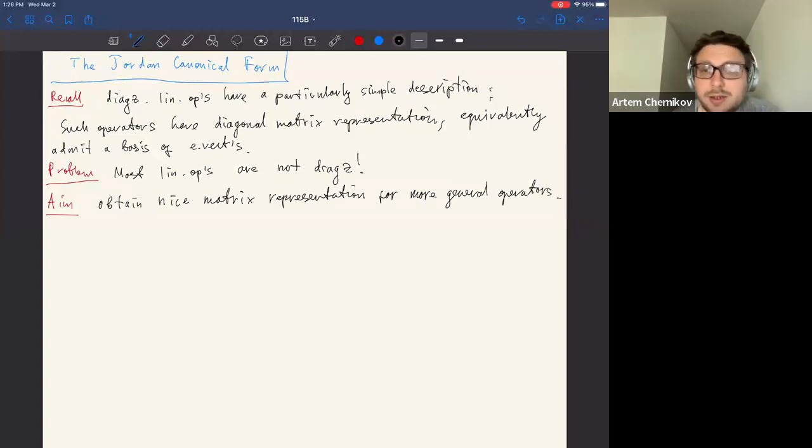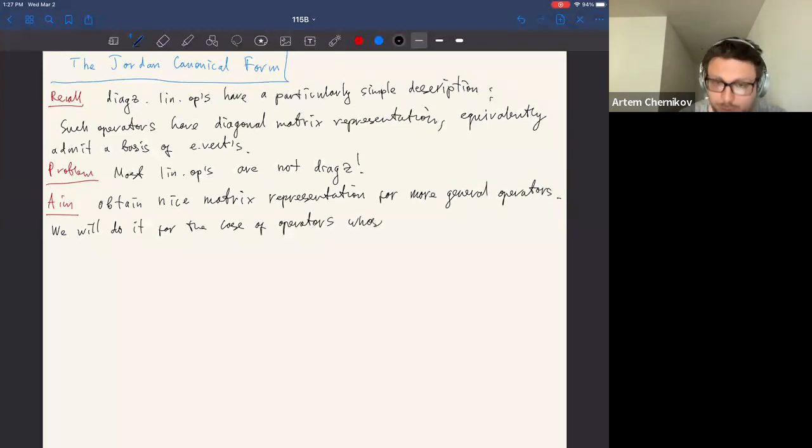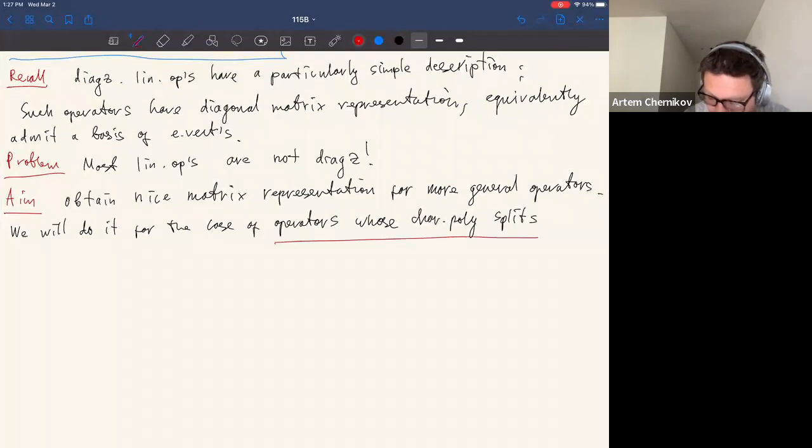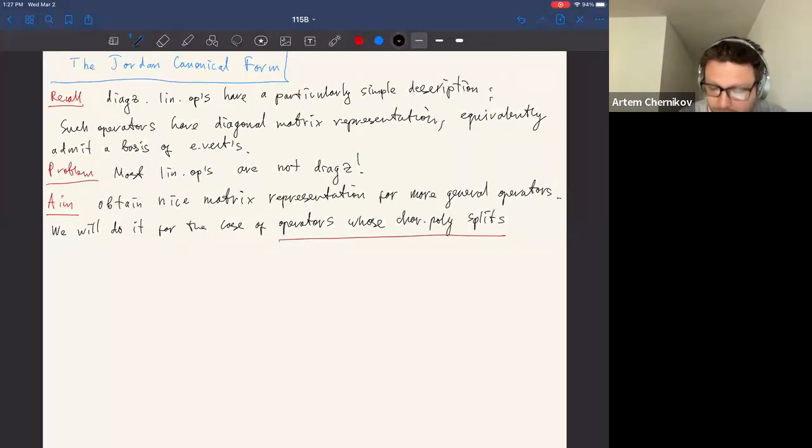Okay, and especially we will tackle the case of operators whose characteristic polynomial splits. So this is going to be the level of generality. We are going to look at operators with splitting characteristic polynomial.